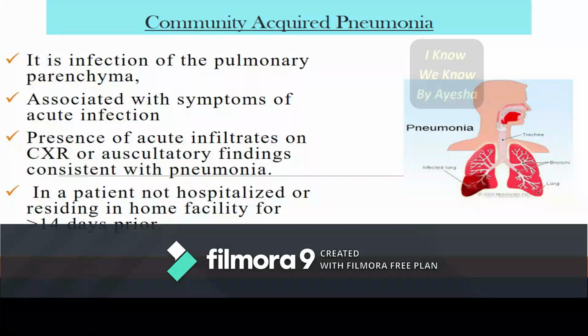CAP, that is community acquired pneumonia, is one of the most common types of pneumonia. It is an infection of the pulmonary parenchyma associated with symptoms of acute infection. There will be infiltrates on the chest X-ray and auscultatory findings consistent with pneumonia, in a patient who was not hospitalized or residing in a long-term care facility for more than 14 days prior to admission into the hospital.